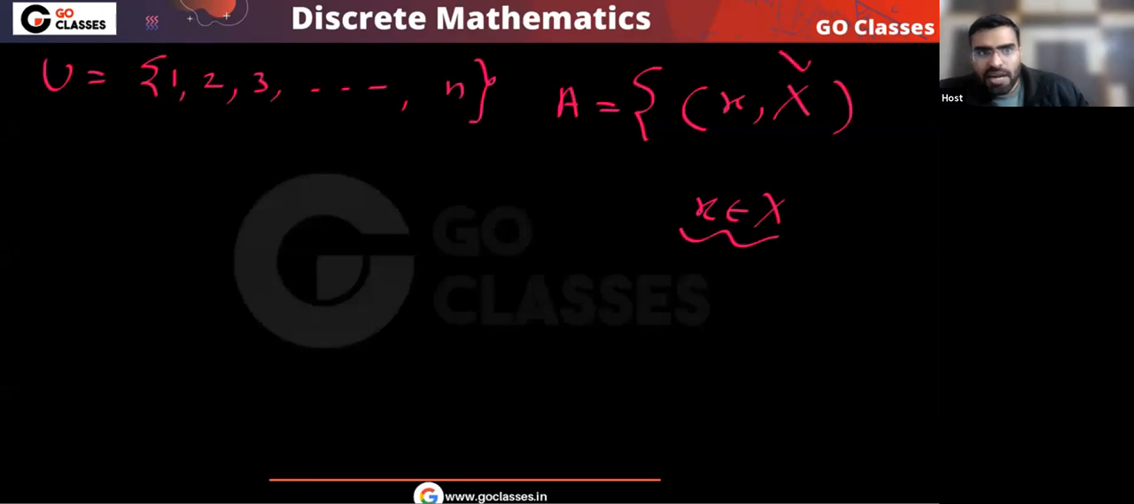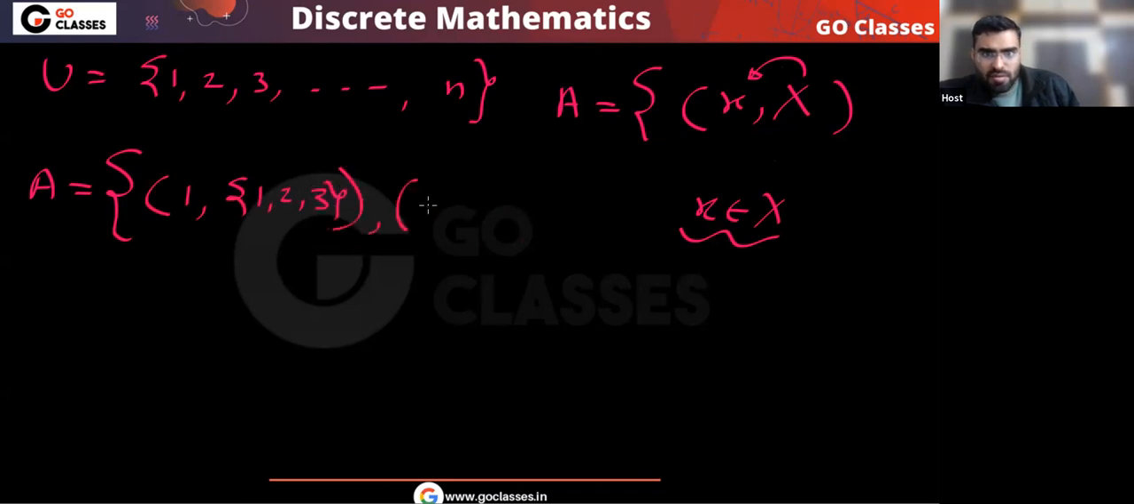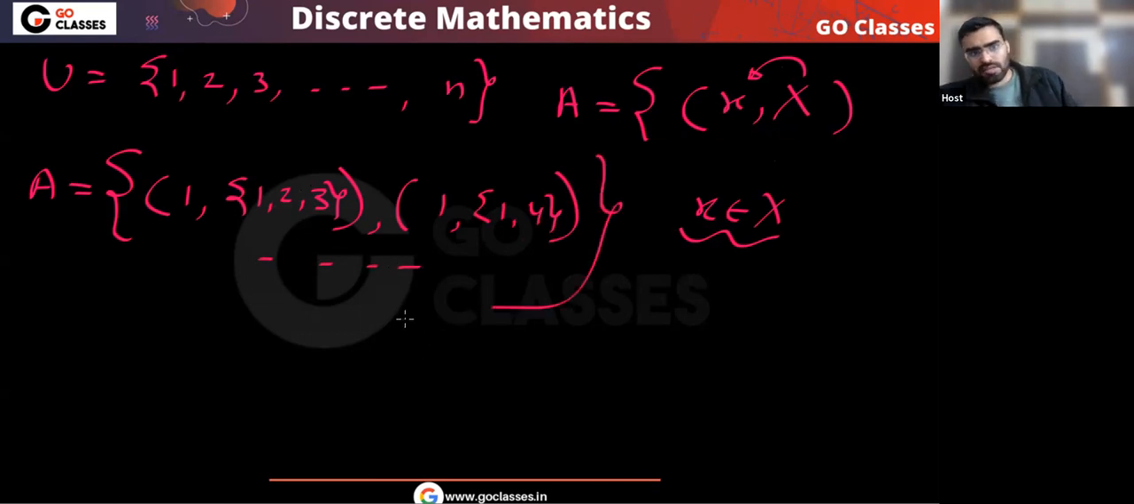So you have a set, and from that set you are selecting one element as a monitor. Yes or no? Can you think like this? There is a set, and from this set you are selecting one as monitor. For example, this A has these type of things: (1, {1, 2, 3}), (2, {1, 2}), (1, {1, 4}) and so on. So this is your set A.